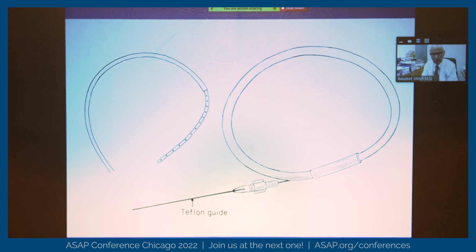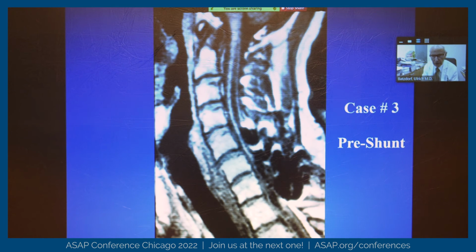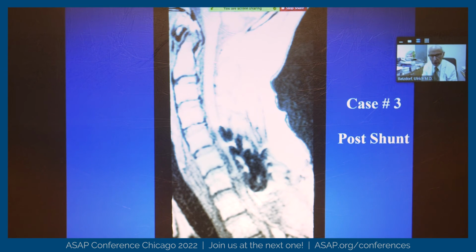Next. We use a guide to pass this catheter, which has multiple perforations. Next. And we drain the fluid out. Here it is going away from the spinal cord. Oftentimes today we would put it into the green space, the subarachnoid space in this diagram. Next. And here's an example of such a case. Next. And the syrinx cavity gets much smaller. You can actually see the shunt tubing at the bottom right of this illustration.